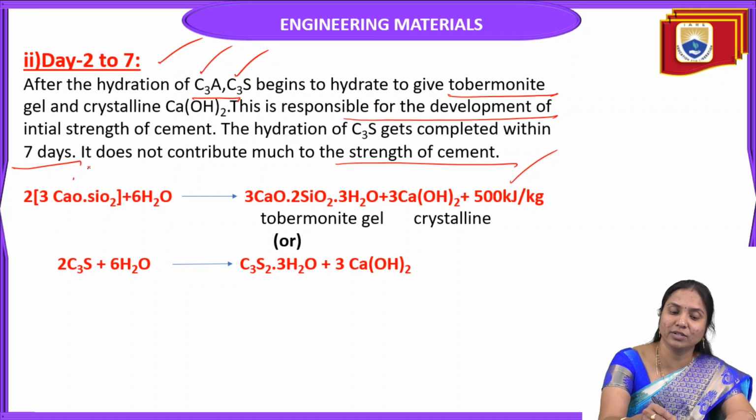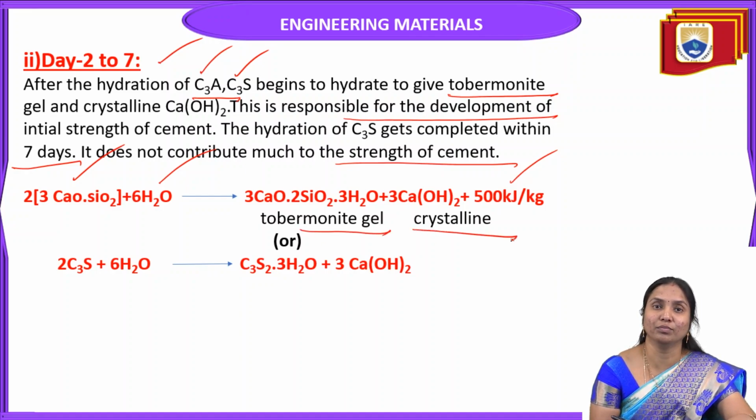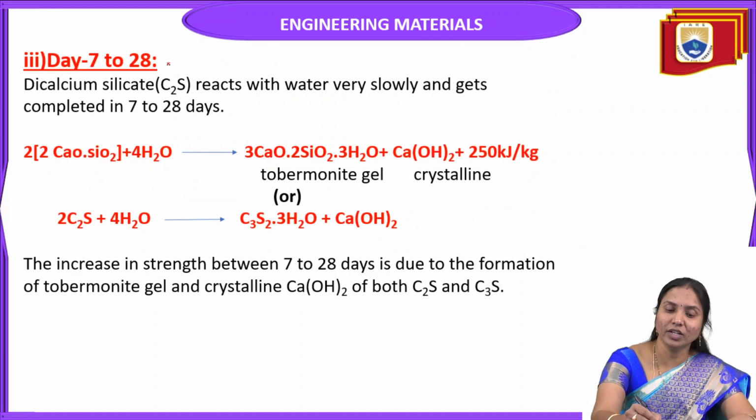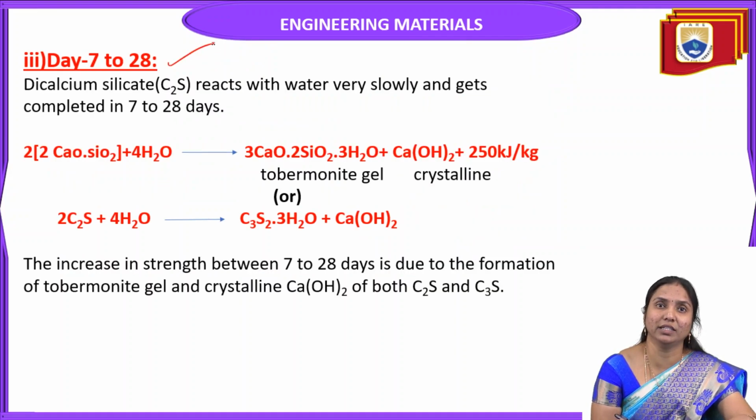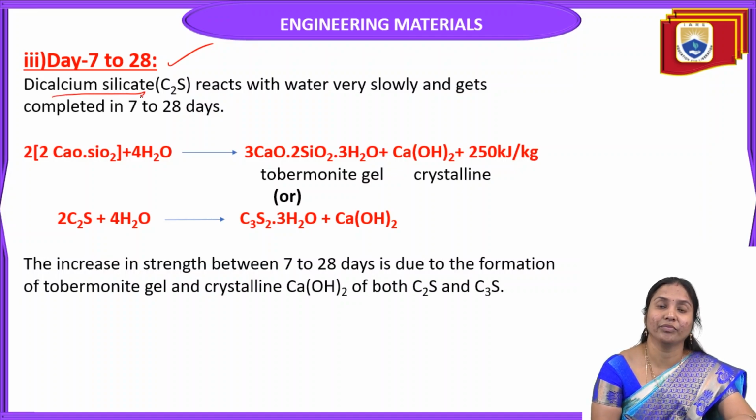Tricalcium silicate is hydrolyzed in day 2 to 7. It forms tobermorite gel and crystalline compound, which provide the initial strength of cement. It is the development of initial strength of cement, but it does not contribute much to the strength of cement. And next, day 7 to 28, dicalcium silicate.